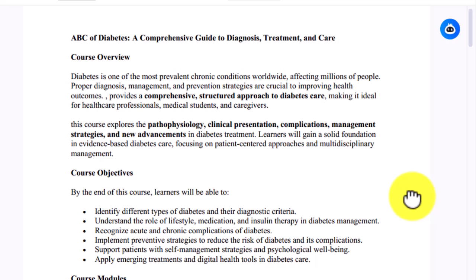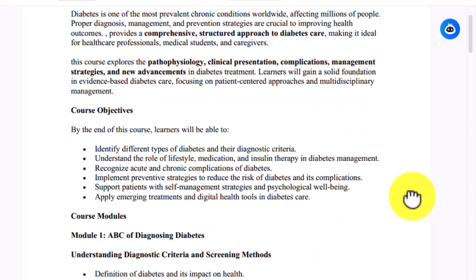This course provides a comprehensive, structured approach to diabetes care, making it ideal for healthcare professionals, medical students, and caregivers. It explores the pathophysiology, clinical presentation, complications, management strategies, and the new advancements in diabetes treatment. Learners will gain a solid foundation in evidence-based diabetes care, focusing on patient-centered approaches and multidisciplinary management.